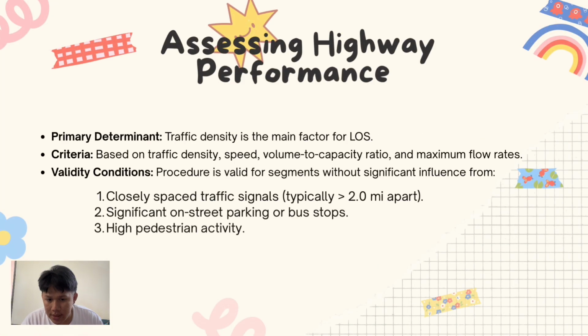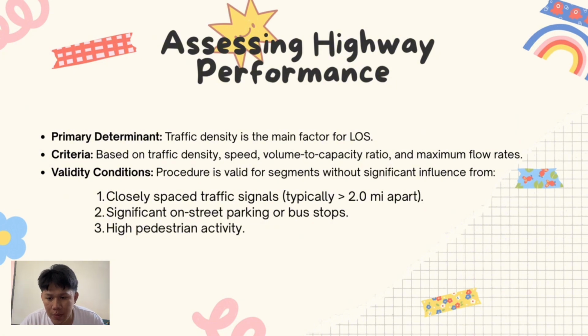The next one is assessing highway performance. The primary determinant is traffic density, which is the main factor for LOS. The criteria are based on traffic density, speed, volume to capacity ratio, and maximum flow rates. The validity condition is that the procedure is valid for segments without significant influence from closely spaced traffic signals, typically less than 2 miles apart, and significant on-street parking or bus stops, and high pedestrian activity.